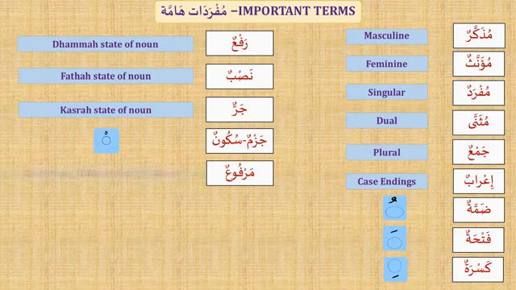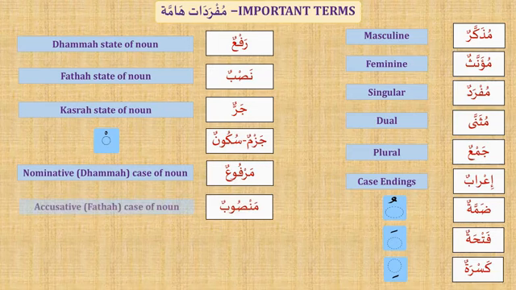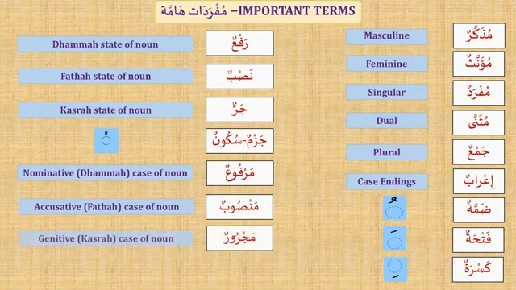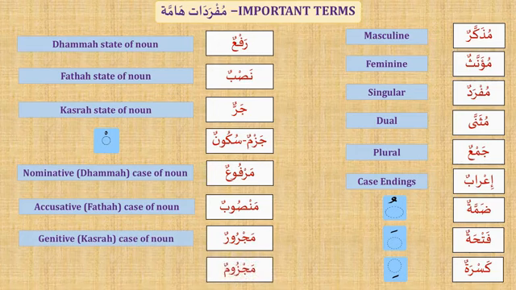Marfu', nominative, dhamma case of noun. Mansubun, accusative, fatha case of noun. Majrurun, genitive, kasra case of noun. And majzoom, jazm, sukun case of verbs. Nouns do not take sukun at all, only verbs take sukun.